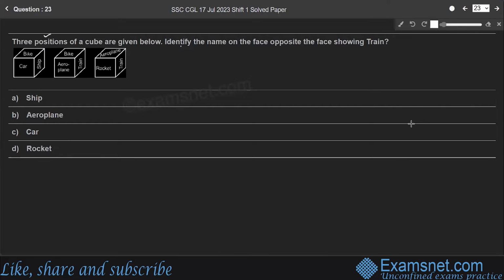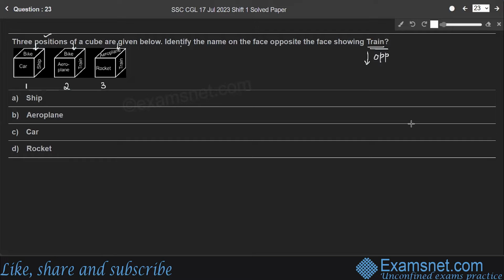Question 23. 3 positions of a cube are given below. Identify the name on the face opposite the face showing train. So that means we need to find the opposite face of train, right? So consider the 3 positions of the same cube. In the first position, bike is the top face and its adjacent faces are car and ship. Whereas in the second position, bike is the top face. Its adjacent faces are aeroplane and train. And in the third position, aeroplane is the top face and rocket and train are its adjacent faces.